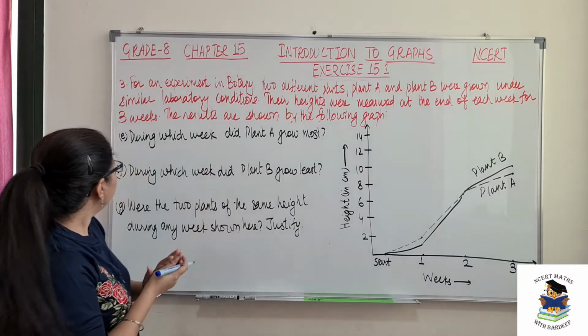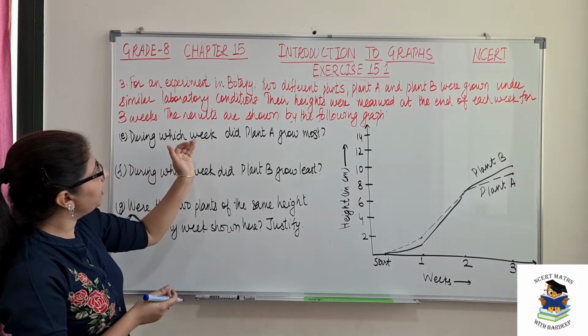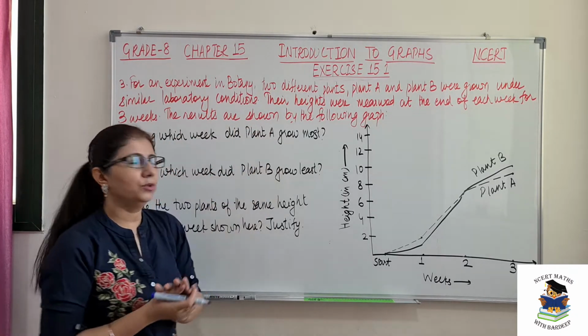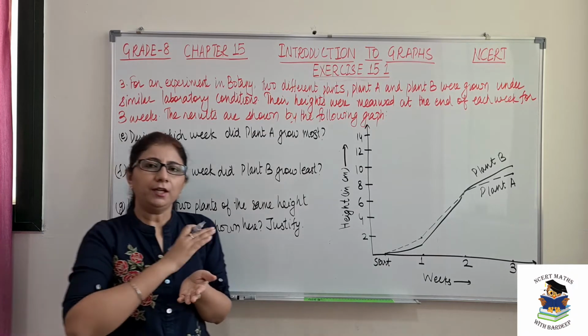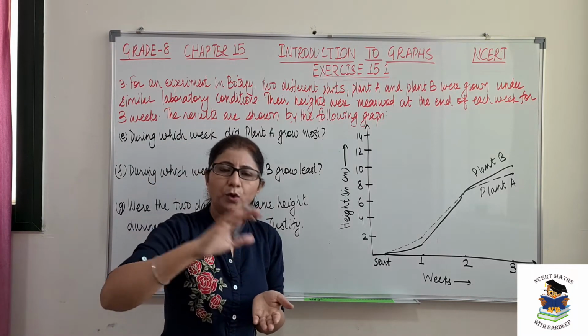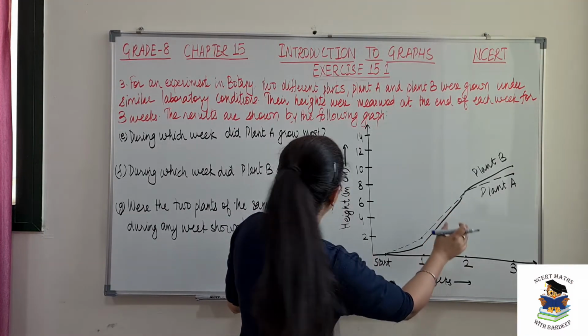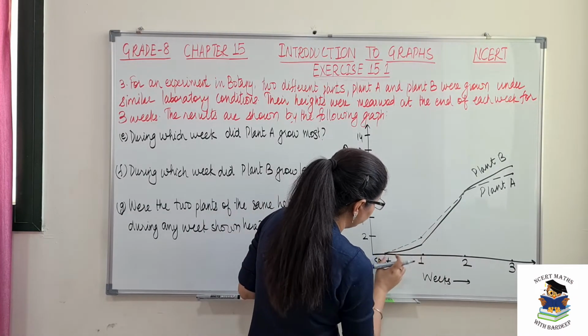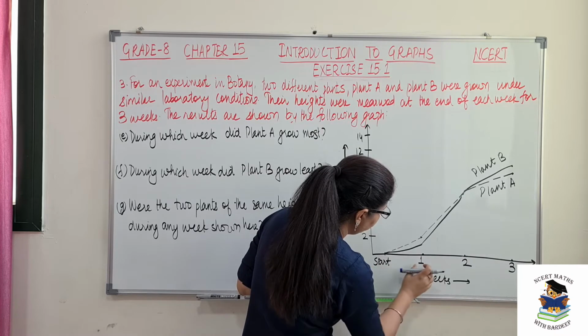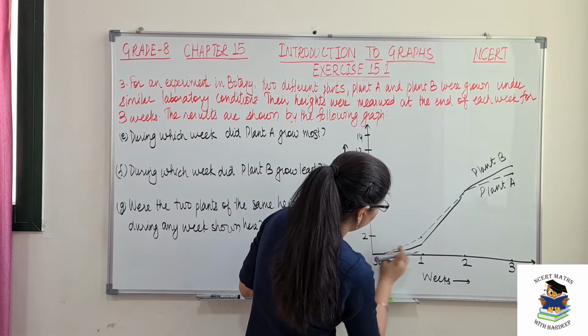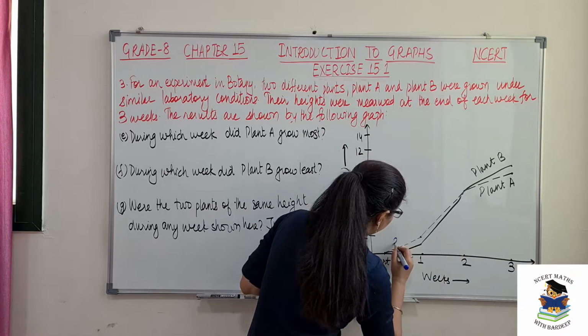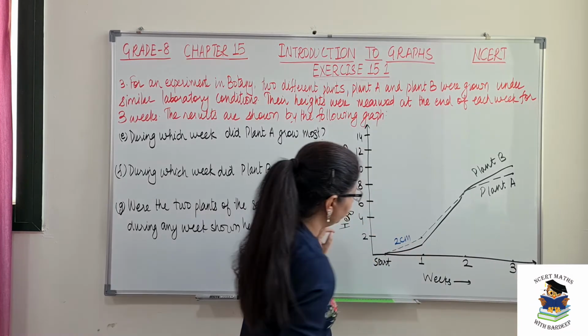Now let's see our E part here. During which week did plant A grow most? That means during which week more height difference is there. So let's see here for plant A. We are considering this dotted line. So see, from starting to 1 week, here it is 0, here it is 2. So the difference is 2 centimeter here.